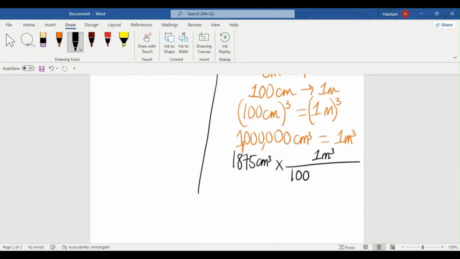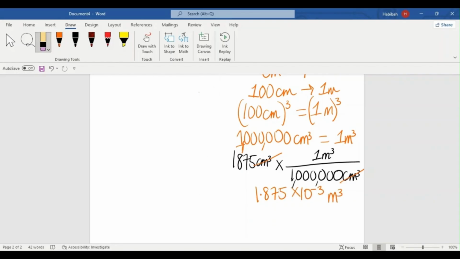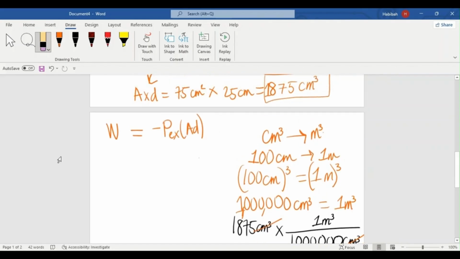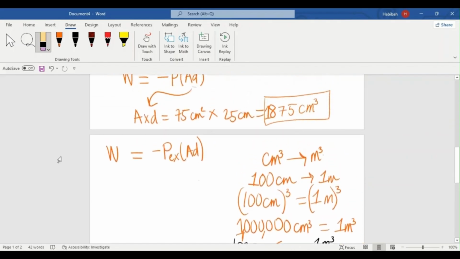And then you have the 1 million centimeter cubed. So we cancel out centimeter cubed. 1875 is the same thing as us getting 1.875 times 10 raised to the power of negative 3 meter cubed. And this is what we're going to insert in our question. So now we have this 1875 centimeter cubed in meter cubed.